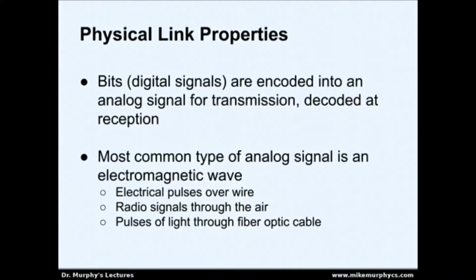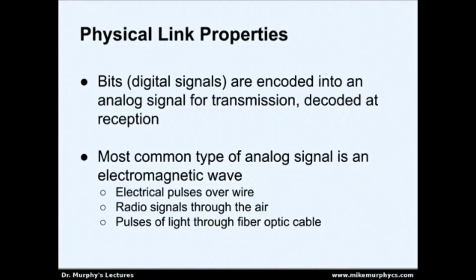Now, regardless of the type of physical link, all physical links have to take the bits, the actual digital signals or digital messages that we want to send at a low level, and encode them into some kind of analog signal in order to be transmitted over the link, and then decode that transmitted signal at the other end in order to receive the original bit stream.